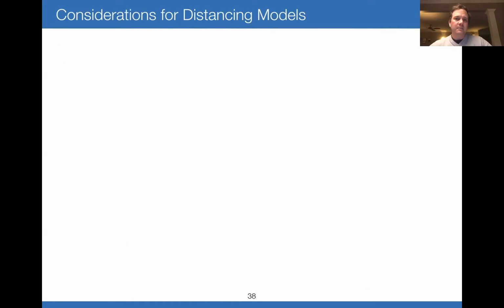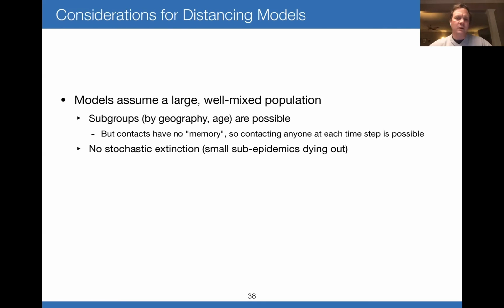So here are some considerations in distancing models that you might see in the news and the literature. Many of these models assume a large, well-mixed population. This is a core assumption of compartmental models. They allow for subgroups, of course, say by geography or age, but the contacts don't have any memory. So the contact is possible within a group or across the groups at each time step. There's no memory of who you had contacts with in the previous time step. And that might not reflect realistic types of social distancing that are out there. There's also, within these compartmental models, no stochastic extinction that might occur within small sub-epidemics, say at the neighborhood level or the household level, where the epidemic could die out over time, just as a random phenomenon.